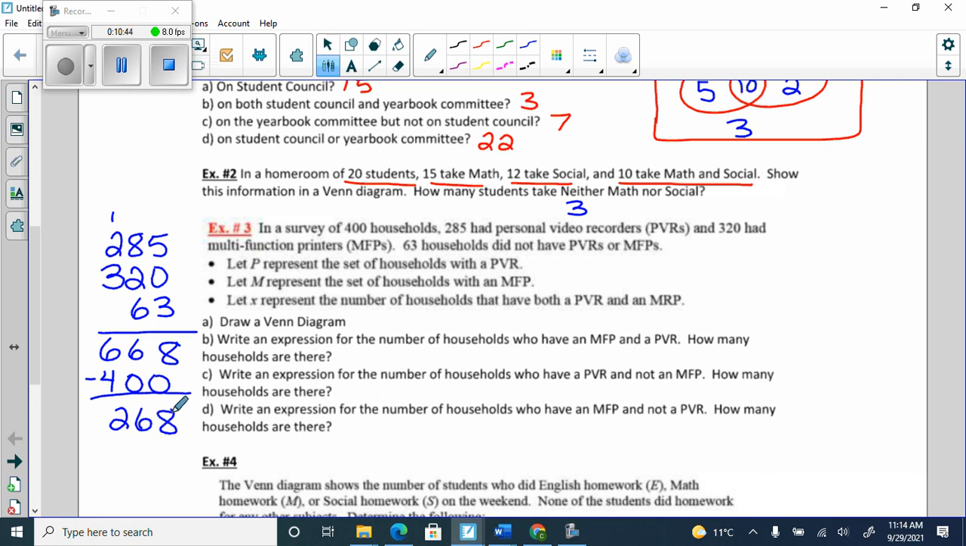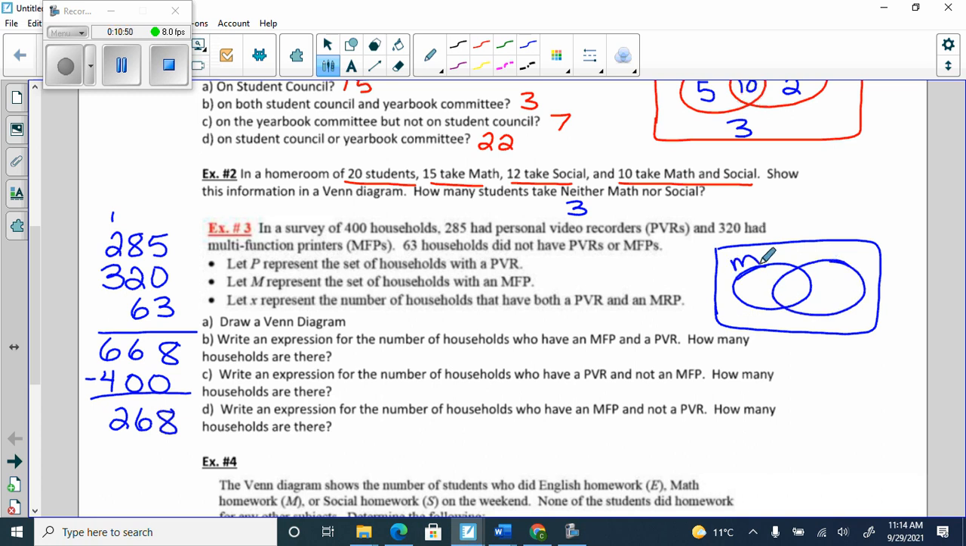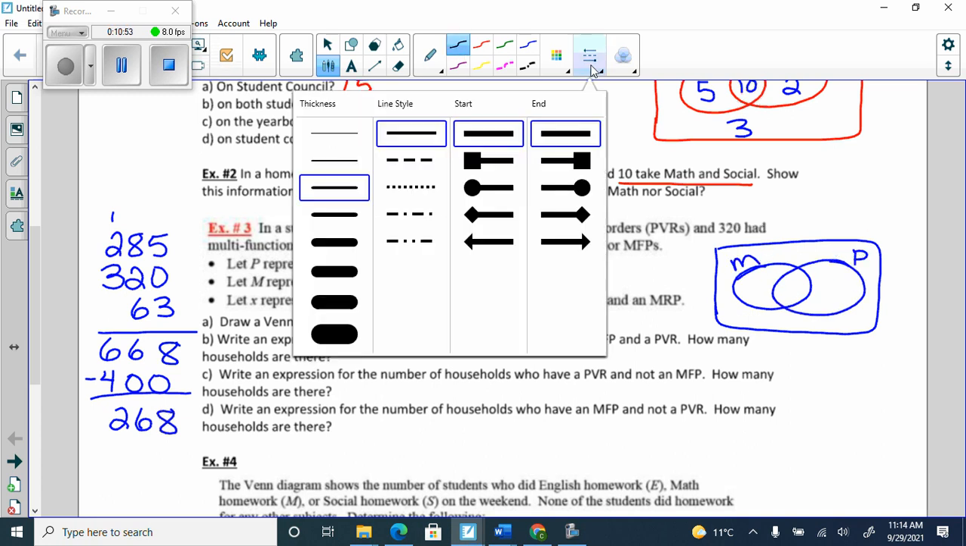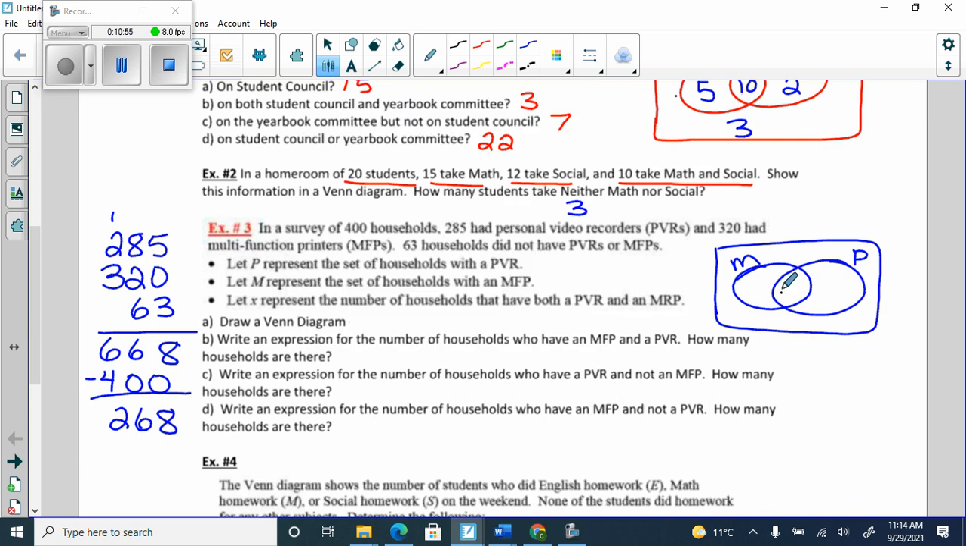Okay? So I draw myself a Venn diagram. M, P. In the middle, I have 268. How many are just in M? 320 minus 268. It's 52. And then how many are just P? 285 minus 268. 17. Good answer. And then leftover is 63.